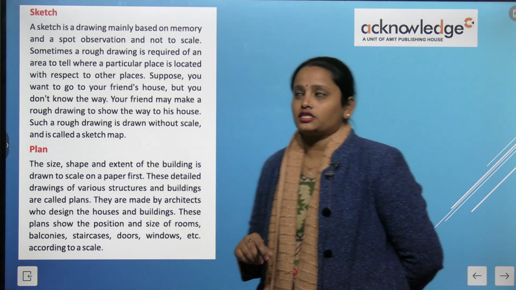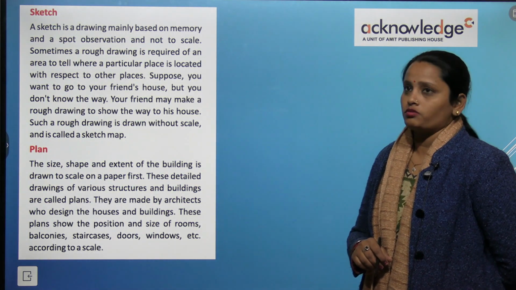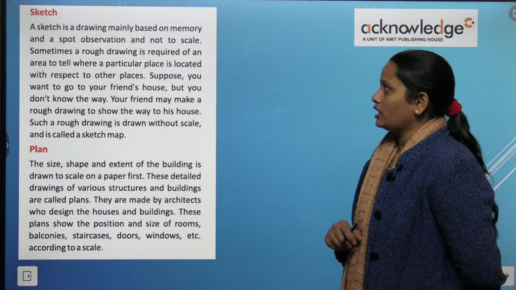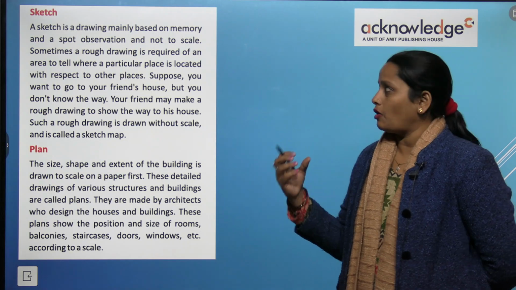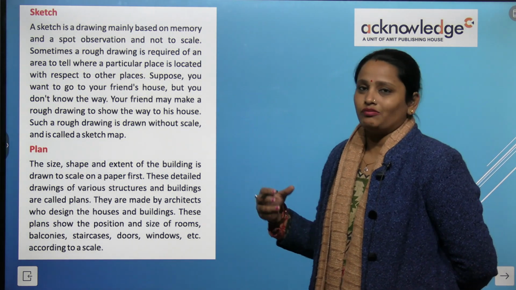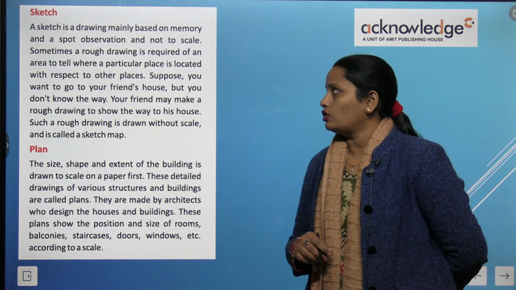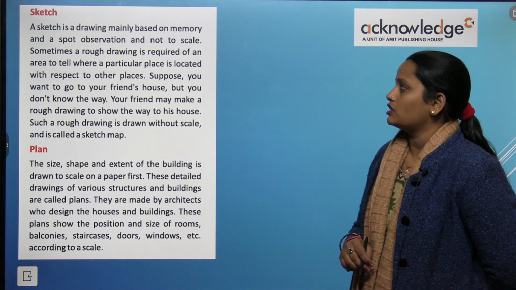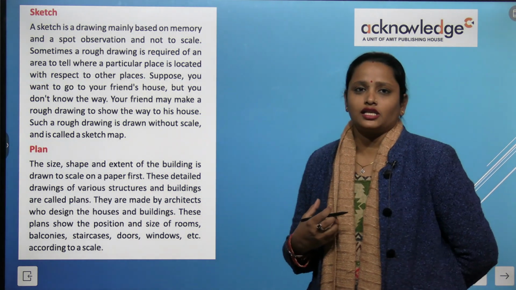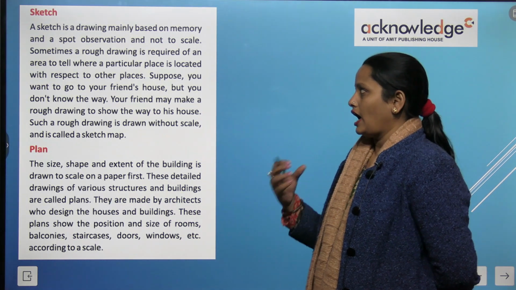Now the next one is a sketch. A sketch is a drawing mainly based on memory and the spot observation and not to scale. Sketch क्या है, एक drawing है जो सिर्फ memory observations पे based है और ना कि ये scale पे based है. Sometimes a rough drawing is required of an area to tell where the particular place is located with respect to other places. So कई बार होता है हम एक रफ drawing बना देते हैं किसी एरिया की जो ये बताता है कि कौन सी चीज कहाँ पे है.